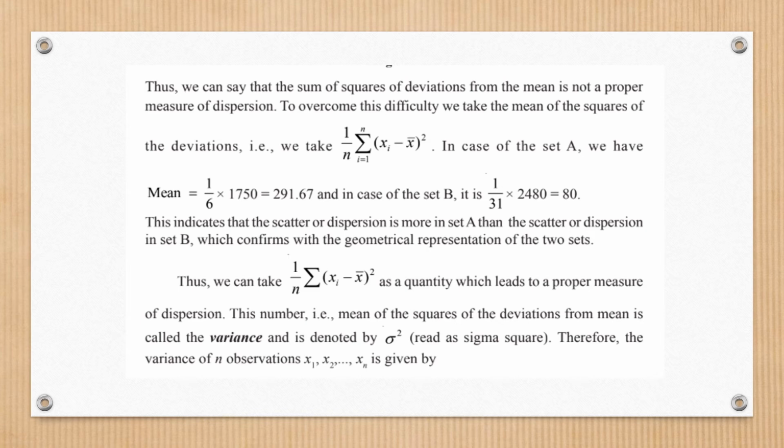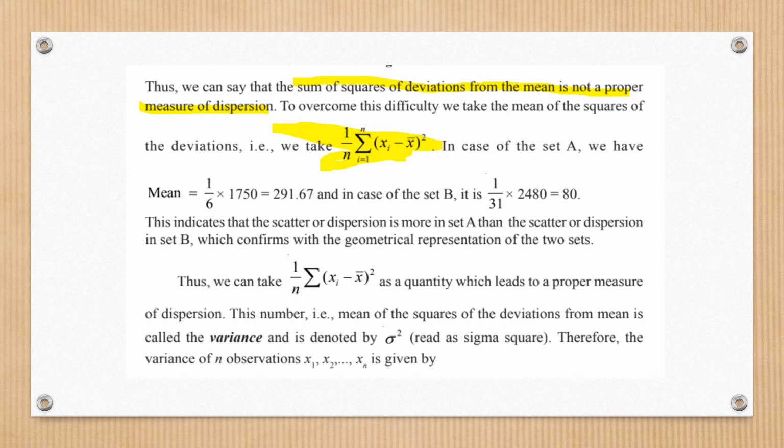Now thus we can see that the sum of squares of deviations from the mean is not a proper measure of dispersion. To overcome this difficulty, we take the mean of squares of deviations, the average of squares of deviations. That is, we take 1 upon n times summation (xi minus x bar) whole square.